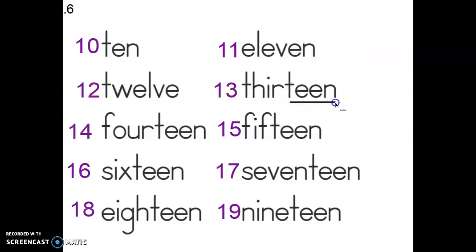13. 14. 15. They all sound the same at the end. 16. 17. 18, 19. So a teen number all has the word teen at the end. And you'll notice that like 14 starts with the word four and you add teen. We'll talk a little bit more about that.